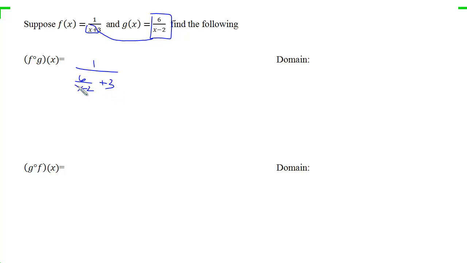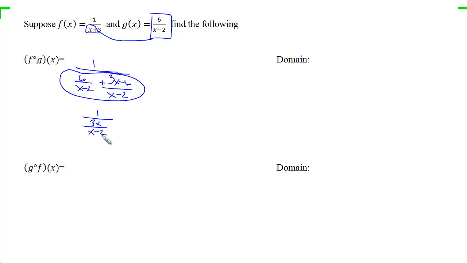Now this is just 3 over 1, so I'm going to make that denominator x minus 2. To do that, I multiply top and bottom of this 3 over 1 by x minus 2. So this is going to become 3x minus 6. I can now combine these two because they're over the same denominator, and that's just going to be 1 on the numerator. Then I have 6 plus 3x minus 6, that's just 3x over x minus 2.